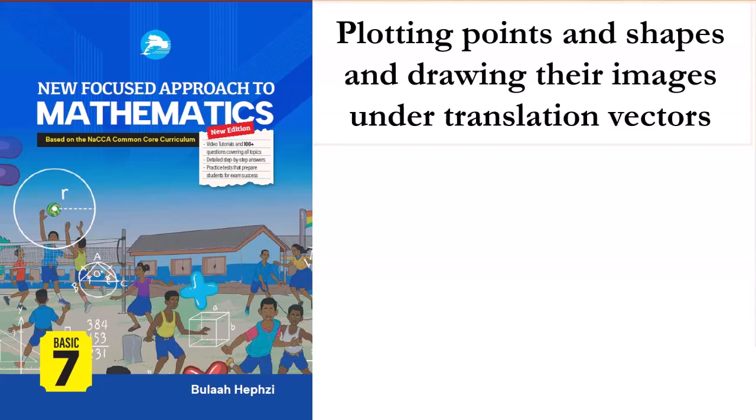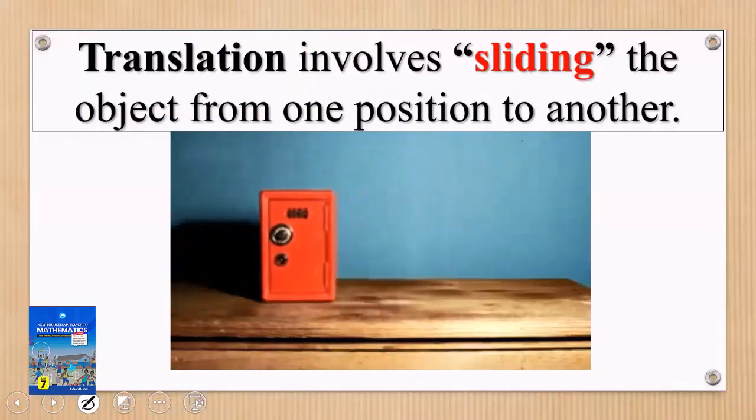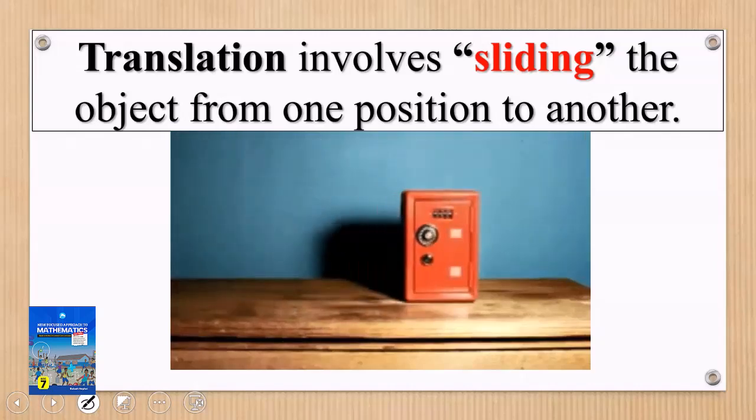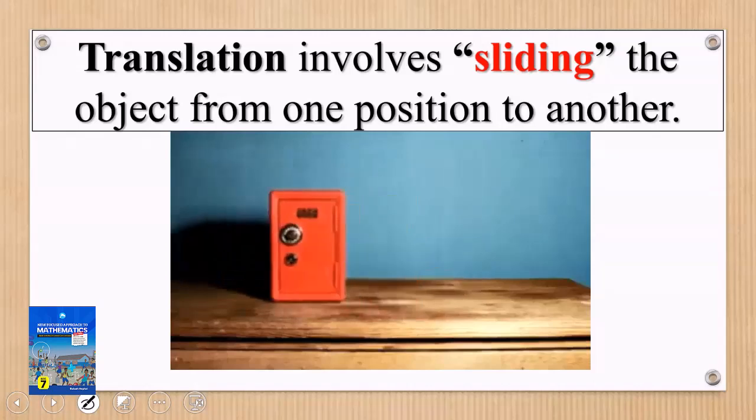In our previous lesson, we were looking at how to plot points using reflection, or transforming a point under reflection. Here, I want to transform a point under translation. Now, when we talk of translation, in the simplest terms, we can say it involves sliding objects from one position to another. So you can see this object being slid from one point to the other.